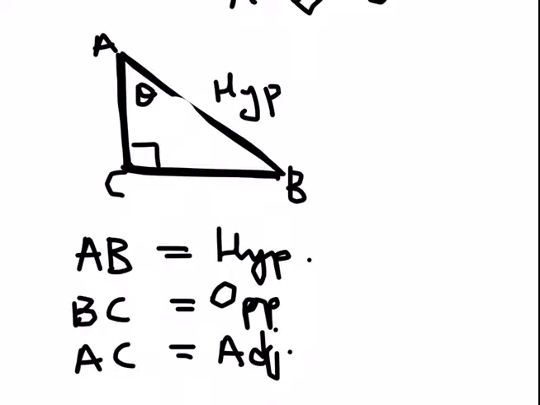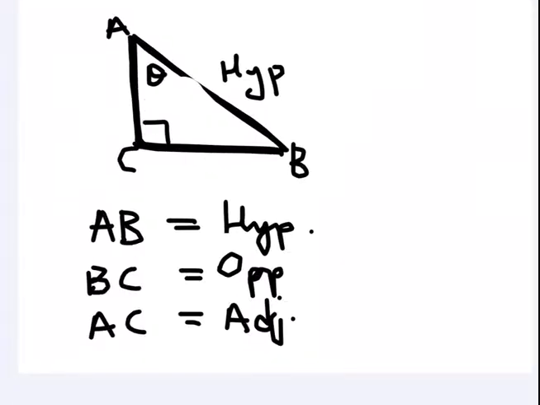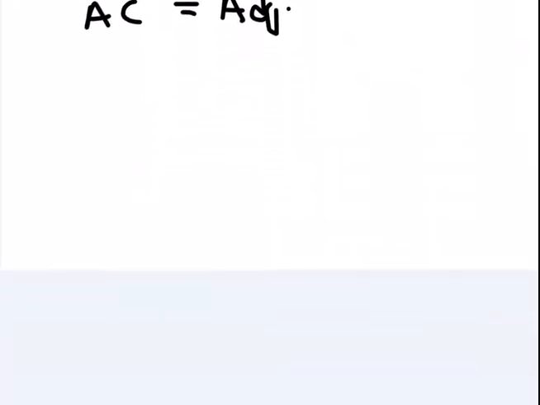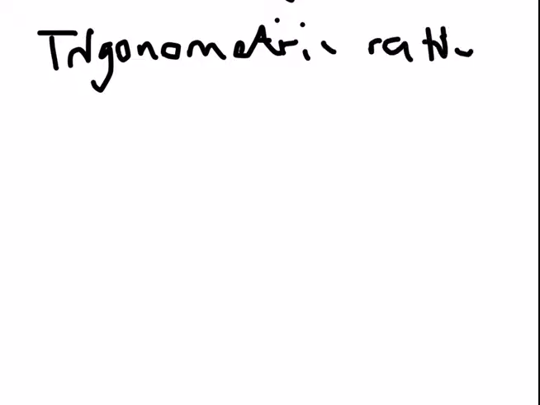to name the sides. So that means what I've just taught you was the naming of the sides of a right-angled triangle. So now what I'm going to explain is the trigonometric ratios. Let me just write it down there and say trigonometric ratios.